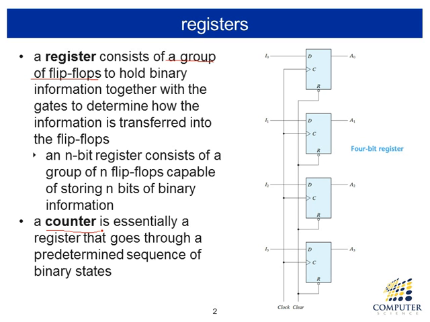The counter is a special arrangement of a register where the output goes through a predetermined sequence of binary states that is called a counter. For example, if this register produces output such that the first clock gives 0000 and then the next clock 0001 and then 0010, 0011, its binary sequence goes through a predetermined sequence, then that kind of a register is called a counter.